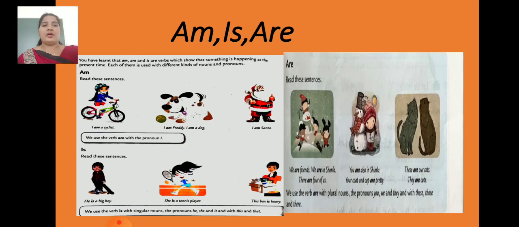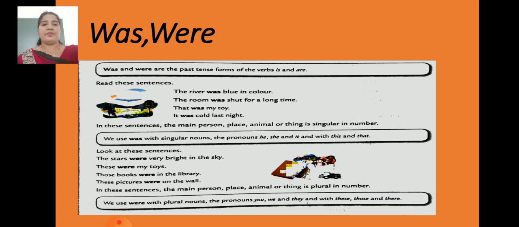Understood, children? If you will see here, children, was and were. Was and were are the past tense form of the verb is and are. What is the past form of is and are? Yes, it is was and were. Children, the pronunciation is were. W-E-R-E is not where, it is were. So if you will see here, the river was blue in color, the room was shut for a long time, that was my toy, it was cold last night.